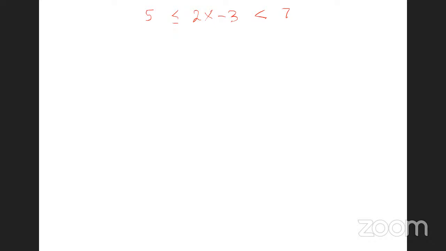All right, let's see. So we have -3 here, so that means we have to add 3. We add 3 here and add 3 here. That's okay? And that will leave us with 8 is less than or equal to 2x is less than 10. Are you okay with that? Next step is what? Divide by 2 here, divide by 2, divide by 2. So you'll get 4 is less than or equal to x is less than 5.